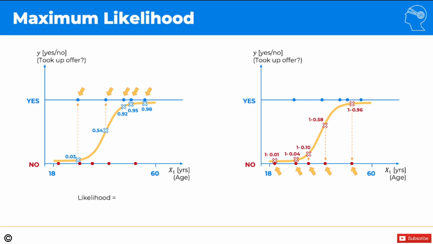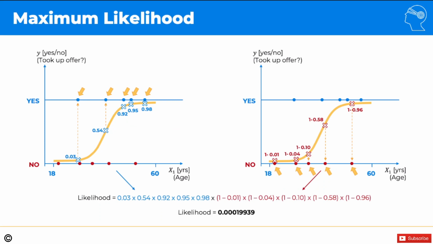And now we need to calculate likelihood. Likelihood is calculated by simply multiplying all these numbers. So on the blue side, we multiply these numbers. On the red side, we multiply these numbers. And we get our value for likelihood.